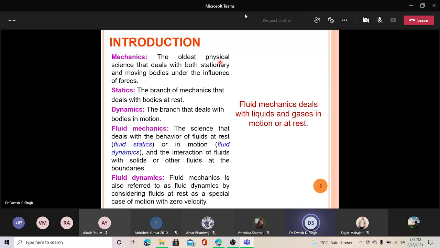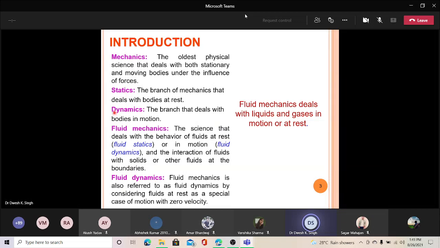And then we have another case that is called dynamics, meaning the moving bodies. So here we have statics. It is that branch of mechanics that deals with bodies at rest. Rest means the velocity is zero. If velocity is zero, all the parameters which define the movement will be zero, like velocity, acceleration, all this.